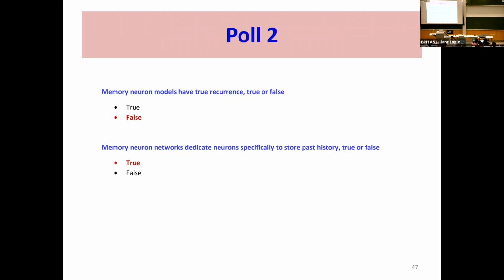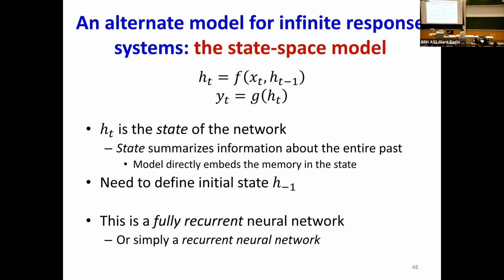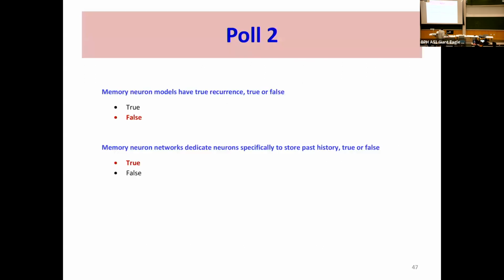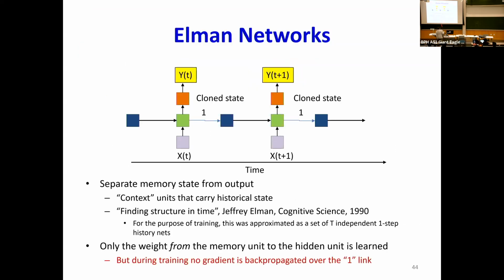Now let's go back to our question. Why do we need to have just simple recurrence? Why not have full recurrence? Full recurrence actually allows errors to be backpropagated all the way to the beginning. This gives us what is called a state space model. In a state space model, the whole idea is why clone it and why make a copy? Why not just have a direct connection, in which case your derivatives can flow backwards.